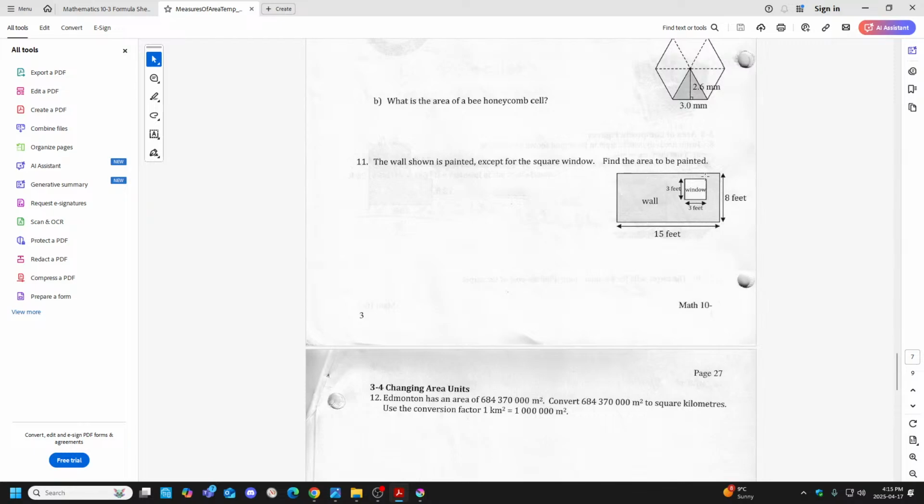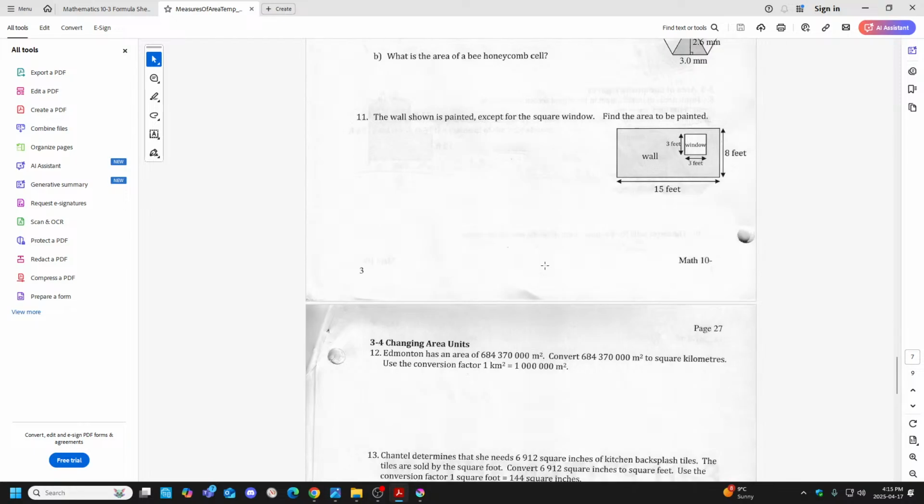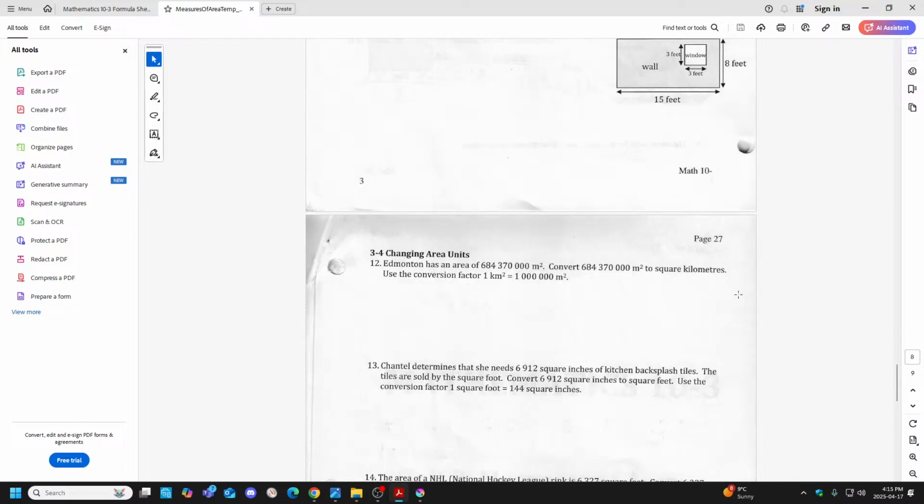Calculate the total area. Calculate the area of the window. The area you're calculating for is the shaded area. You can call it area shaded equals area total minus area window. Boom shakalaka, done.